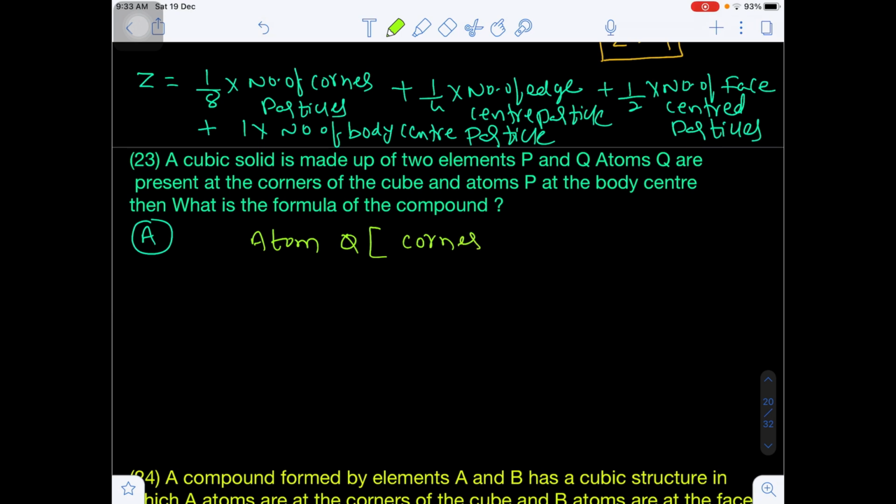Corner. This is given in the question. We know how many corners of a cube? 8. Into contribution will be 1 by 8. So total there is 1 Q particle.